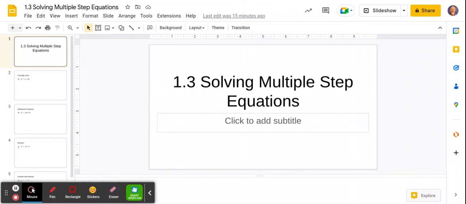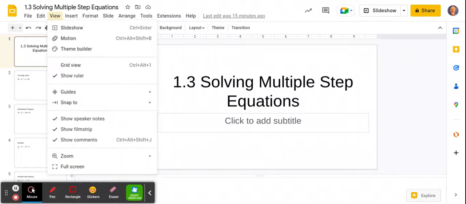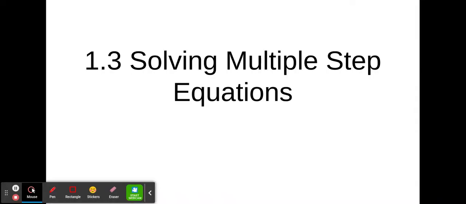Good morning. Now we're going to go ahead and move on and do a lesson on solving multiple step equations. So we've got one step, hopefully two steps down. Now we're going to add some things like adding like terms and moving variable terms around. So we're going to add a few more steps to this.